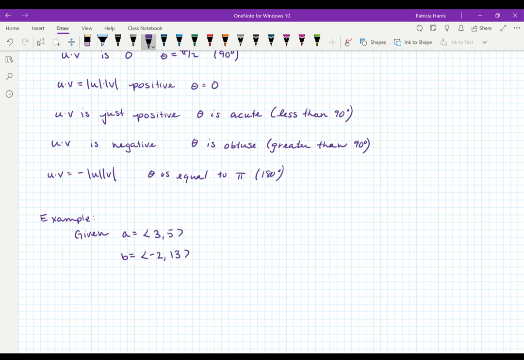Okay, so there are my two vectors. So I want to figure out if I can say something about the angle between them, and then actually find the angle between. Okay, so we need to find two things. We need to find the dot product, and then we need to find magnitude.